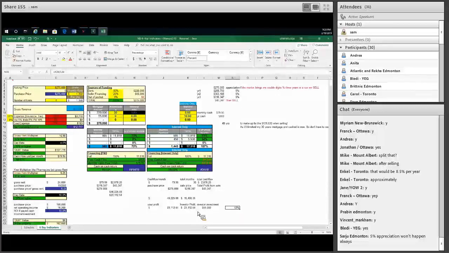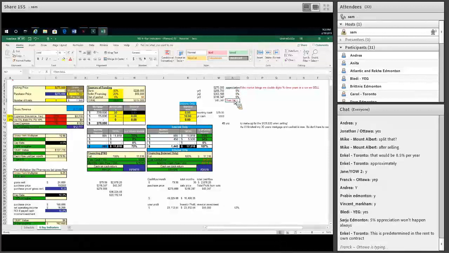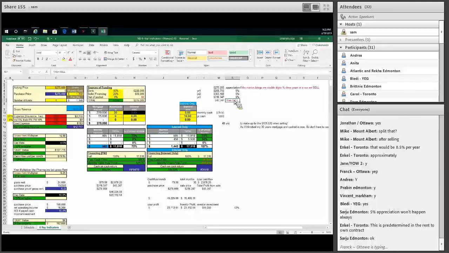5% appreciation won't happen always. No, of course, no appreciation will happen always. It's a future event, absolutely, Sanjay. But you got to remember that the appreciation rate is in our contract. Sarju, sorry about that. Sarju, the appreciation is in the contract. So that's already established for us. That's predetermined. Okay? Does that make sense to everybody?